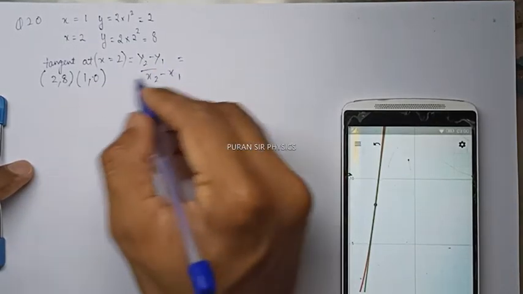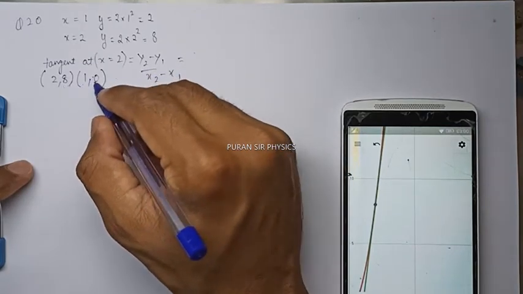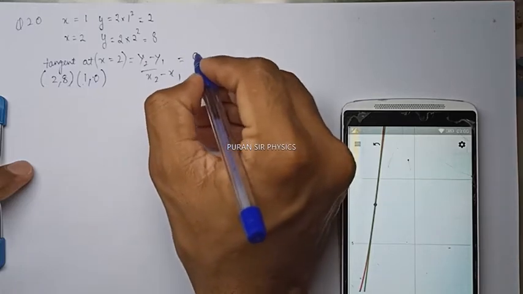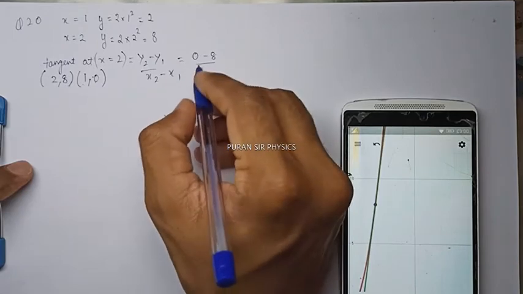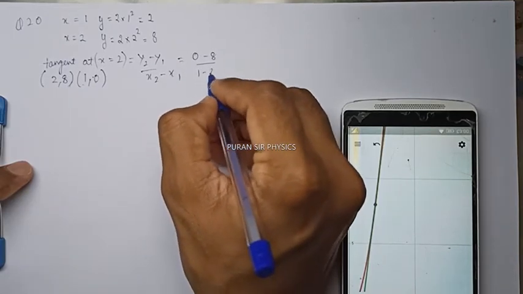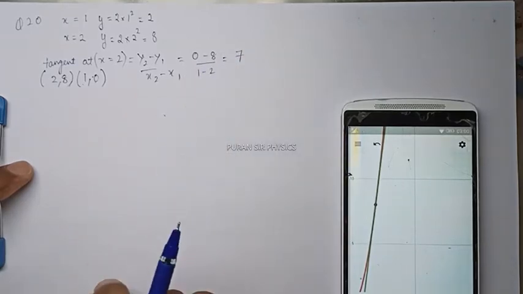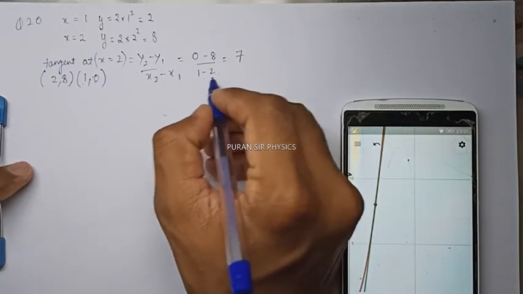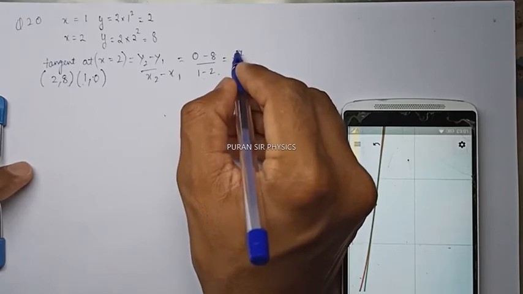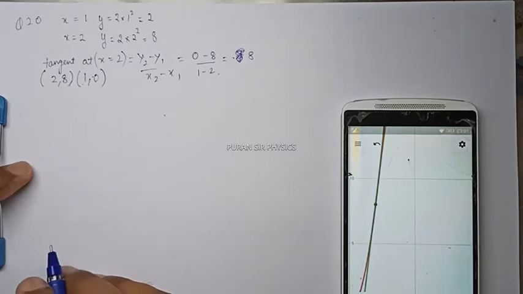So if we use this we will get y2, how much is it? 0 minus 8 upon 1 minus 2. So from here we get, sorry, here you will get this is minus 1, it will be 8. So this will be 8.